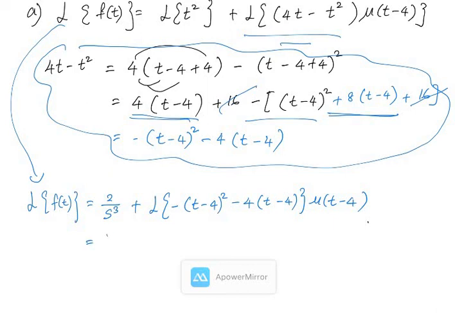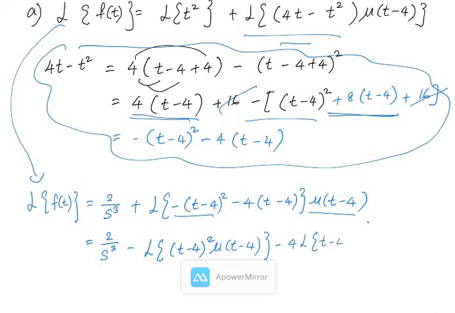So this is equivalent to 2 over s to the power of 3 minus the Laplace transform of (t minus 4) squared. Then we separate the equation, so you have u(t minus 4), and then minus 4 times the Laplace transform of (t minus 4) u(t minus 4). That is this second part.